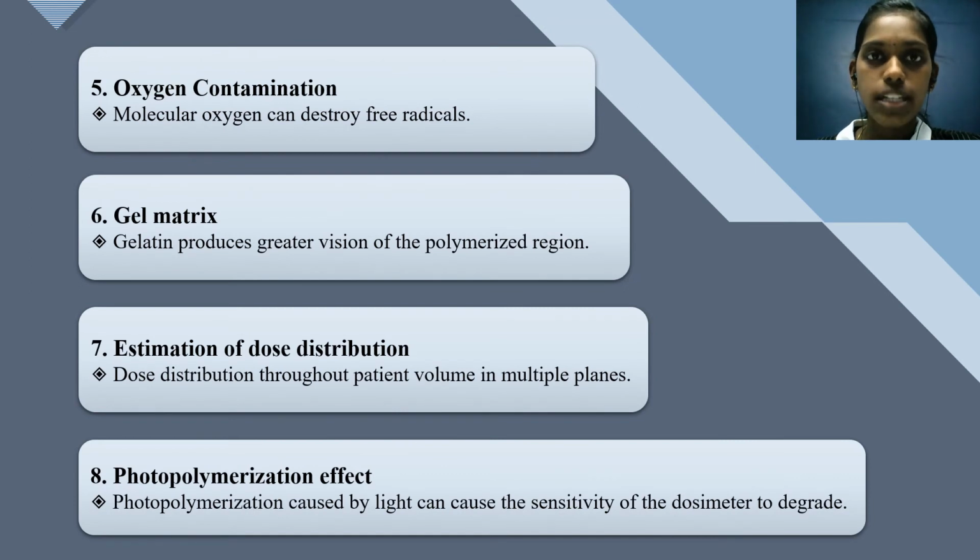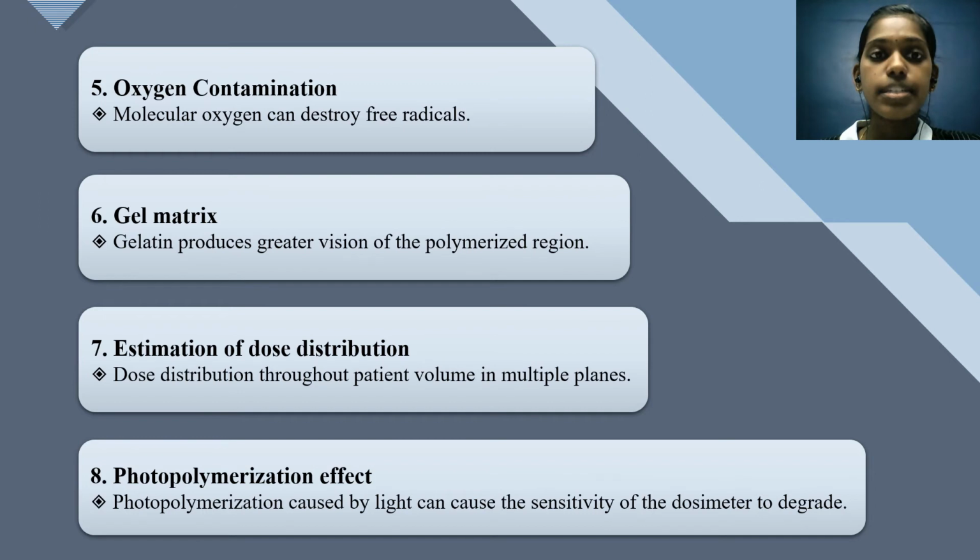Moving on to the next point, which is oxygen contamination. The gel polymerization process in the dosimetry is commenced by free radicals. Even a small amount of molecular oxygen is able to destroy the free radicals and eventually put a complete stop to the polymerization process in the dosimeter. Therefore, the gel in the dosimetry must be protected from the possibility of oxygen diffusion.